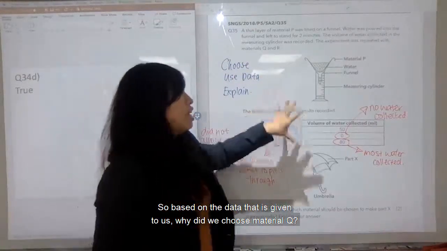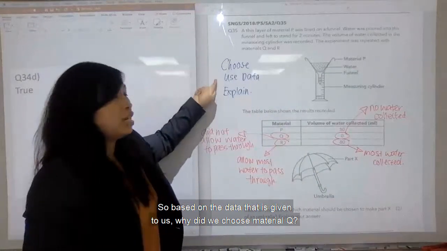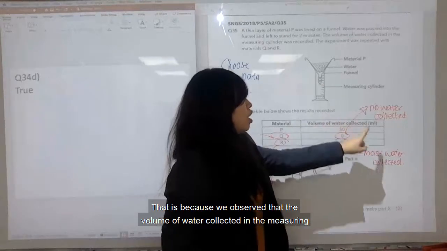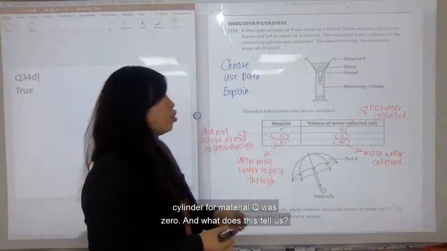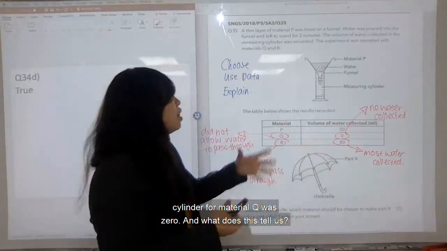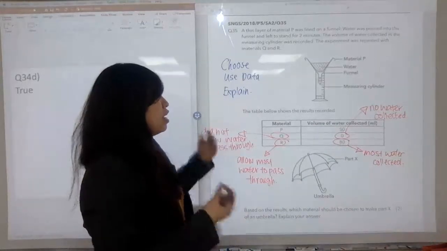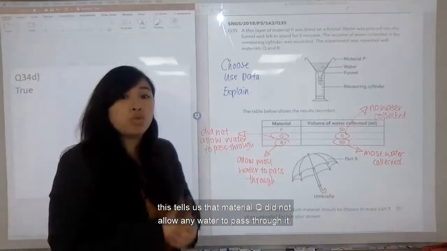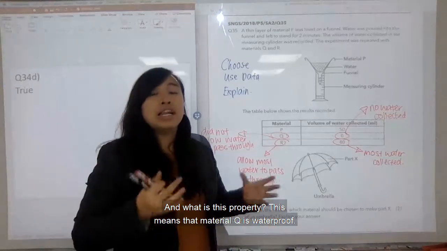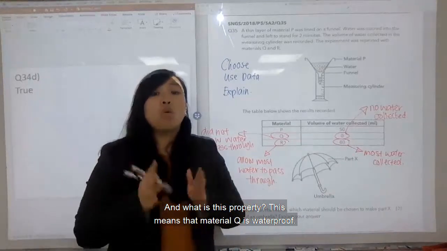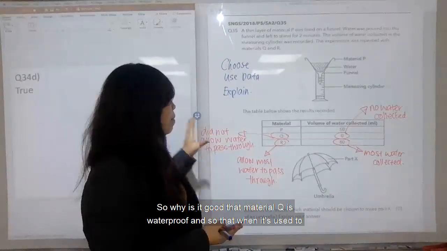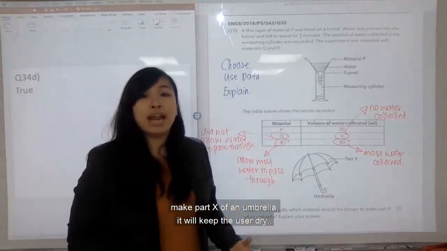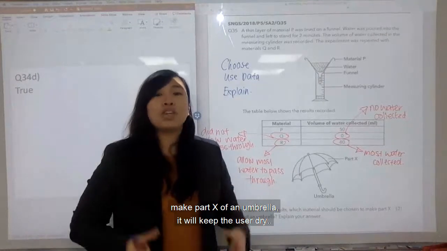Based on the data that is given to us, why did we choose material Q? That is because we observed that the volume of water collected in the measuring cylinder for material Q was 0. And what does this tell us? We then explain. This tells us that material Q did not allow any water to pass through it. And what is this property? This means that material Q is waterproof. So why is it good that material Q is waterproof? It's so that when it's used to make part X of an umbrella, it will keep the user dry.